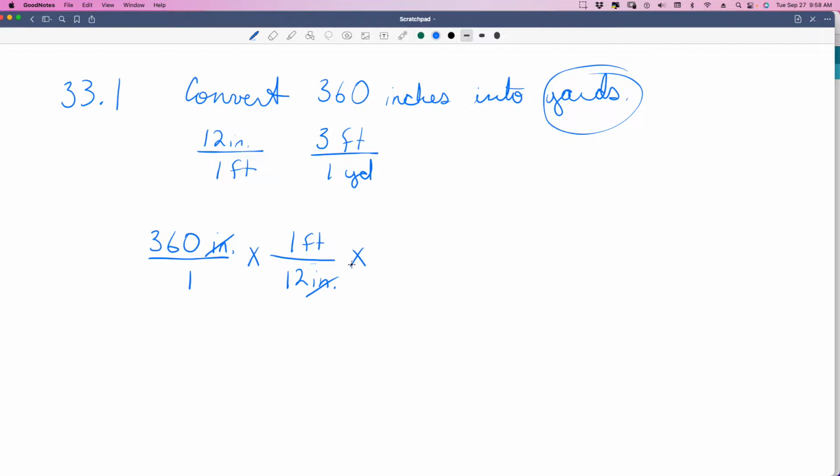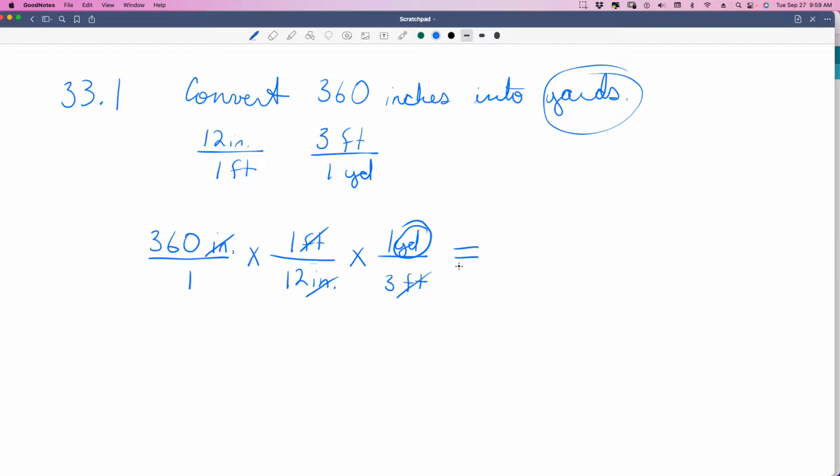We do the same thing, putting 1 yard on the top and 3 feet on the bottom because it takes 3 feet to make 1 yard. So we're able to cancel feet now. Our unit of measure that we are left with is yards, and that's where we were going, so it matches. Now we're done with our setup.